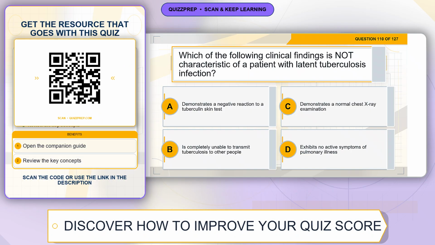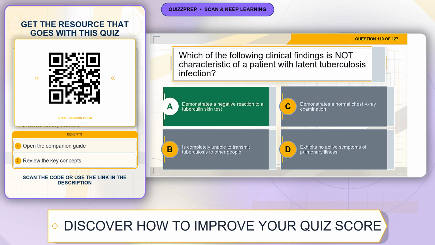Question 110. Which of the following clinical findings is not characteristic of a patient with latent tuberculosis infection? Option A, demonstrates a negative reaction to a tuberculin skin test. Option B, is completely unable to transmit tuberculosis to other people. Option C, demonstrates a normal chest X-ray examination. Option D, exhibits no active symptoms of pulmonary illness. The correct answer is option A, demonstrates a negative reaction to a tuberculin skin test.